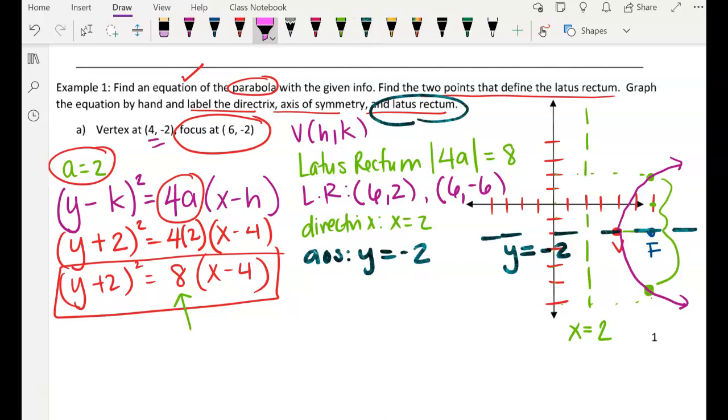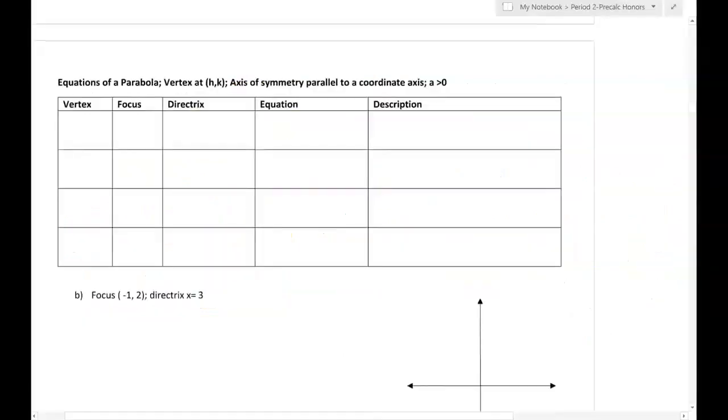So students, let's just box up all of our answers. I'm going to use a highlighter. We graphed it. These are all the things that they wanted us to find. Equations of parabola. The vertex at h, k, and axis of symmetry parallel to a coordinate axis when a is bigger than 0. So that means when a is positive, okay? So for all of these forms right here, we will always use h, k as the vertex.